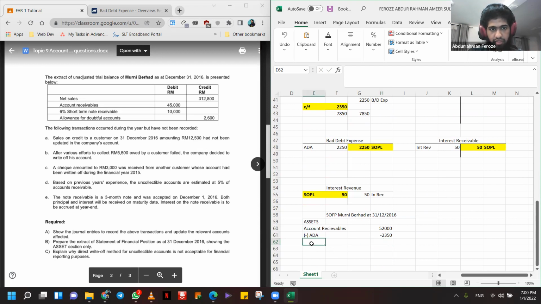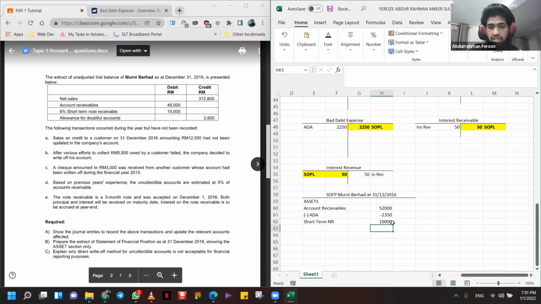All right. And then we have the short term NR. This would be 10,000, because the interest is not shown on the statement of financial position. That is shown in the SOPL, right? So these are the assets that are remaining for the company at the end of the year, the adjusted statement of financial position. And so the total would be the sum, total assets.